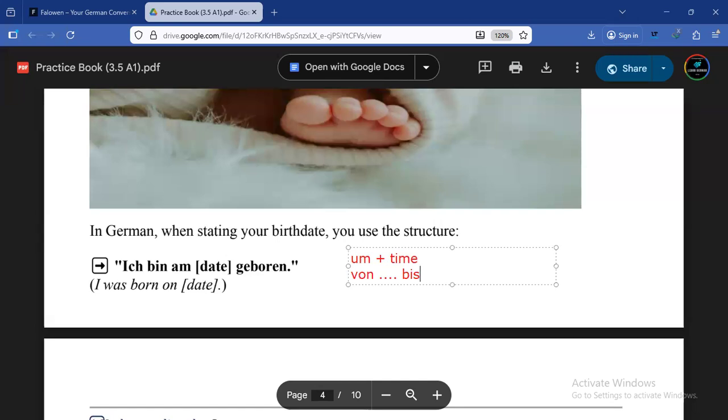And trying to specify a specific date, right? A specific date or time, we are going to use am. Maybe that you were born on this particular time, or you have a meeting that you are certain about, right? If you are very sure, we are going to use am. So trying to say your date of birth is going to be Ich bin, you bring the date plus the Geboren.